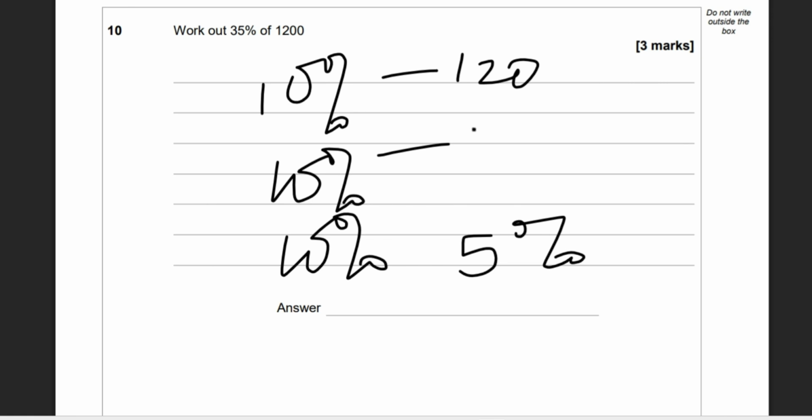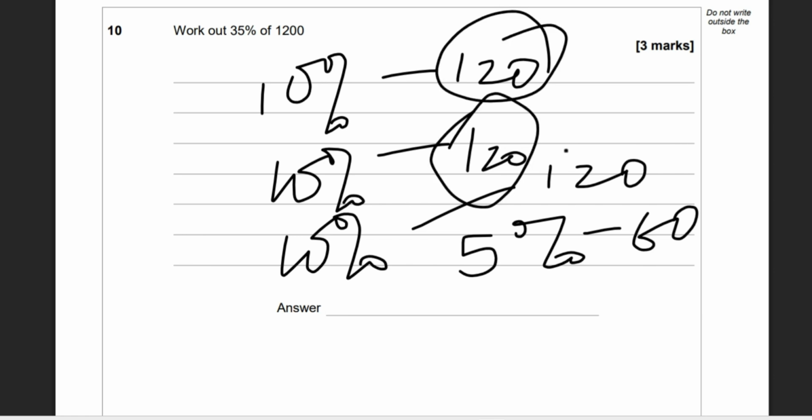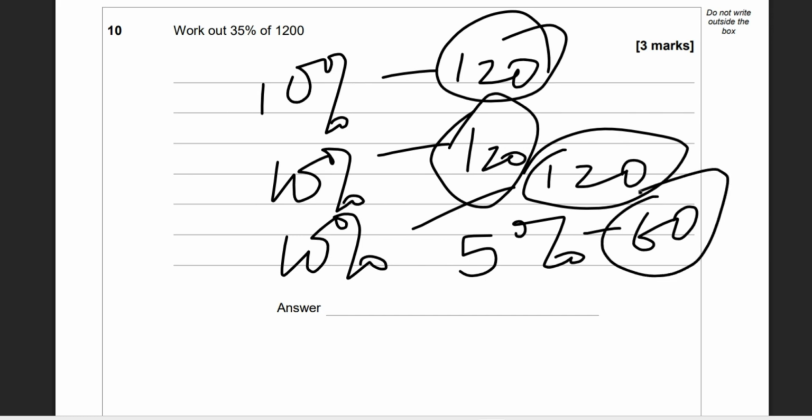Okay, so you have another 120. You have another 120 as 10%. Then 5% is half of 10%. So if 10% is 120, 5% is half of it. So half of 120 will give you 60. So what do you do? You add the 120 plus 120 plus 120, making 30%, plus 60. And when you add it together, that will give you 420.